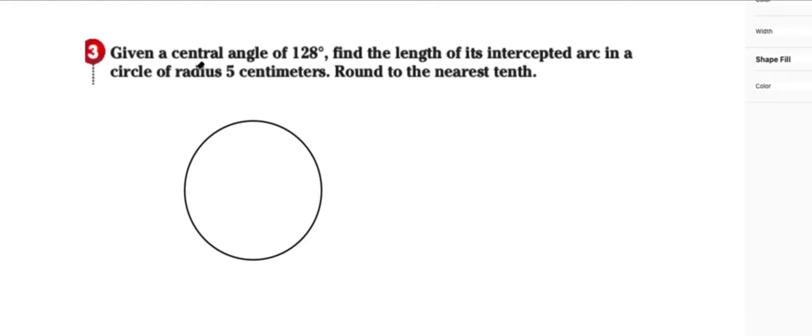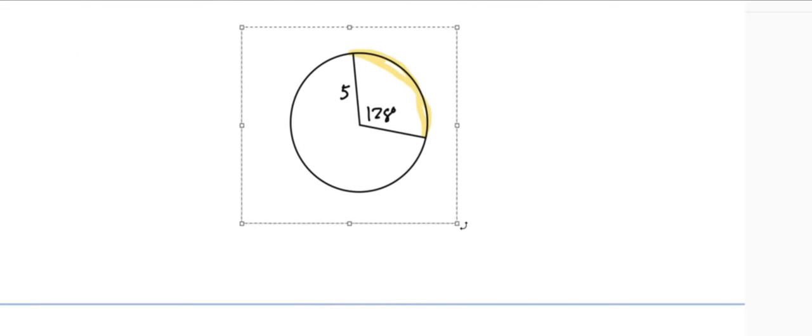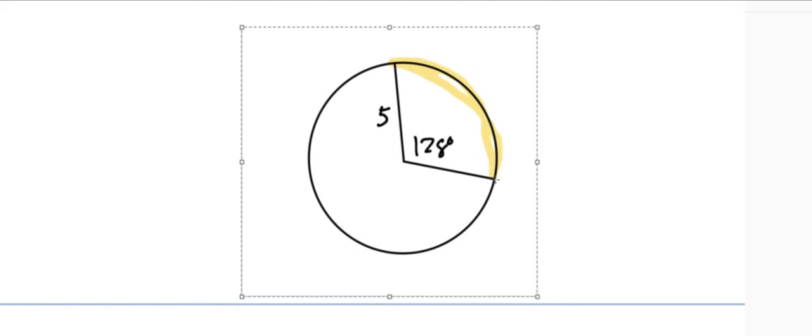So number 3 says, given a central angle of 128 degrees, we are supposed to find the length of the intercepted arc. So let's assume that we have this thing that's 128 degrees. Let's assume that our circle has a radius of 5 centimeters. The intercepted arc would be this yellow arc that I'm highlighting here. We need to find this length. In order to do so, we're going to use radians, and you'll see why in just a minute. Let me make this nice and large so we have space.